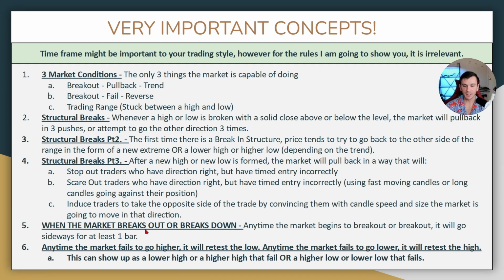And when the market breaks down or breaks out, this is a big one, and again, I wish I could just start jumping up and down on my desk to show you how important this is. Anytime the market breaks down or breaks out, it's going to go sideways. It could be one bar, it could be a few bars. If it's a few bars, we might be able to consider that a lower high or a higher low pullback. Either way, this right here needs to be highlighted. Anytime the market fails to go higher, it will retest the low. Anytime the market fails to go lower, it will retest the high. I think I said that earlier on.